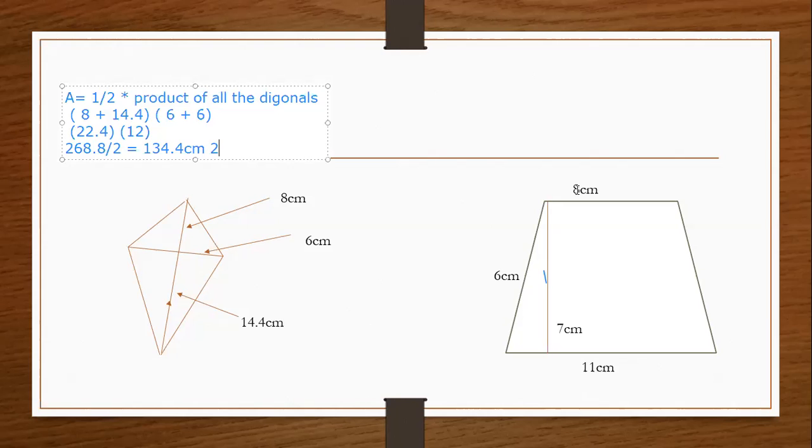The area. I'm not hearing you well. Are we finding only the area, or both the perimeter and area of the trapezium? Perimeter and area. Okay, yeah.